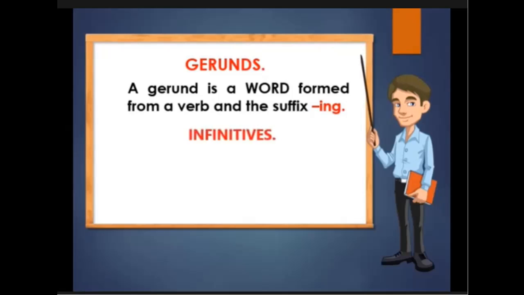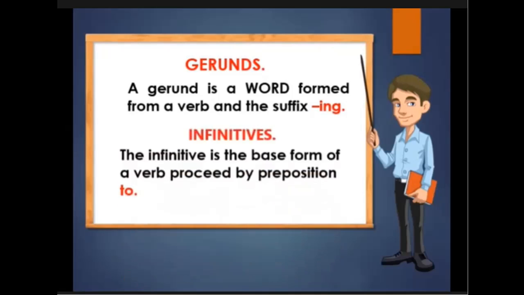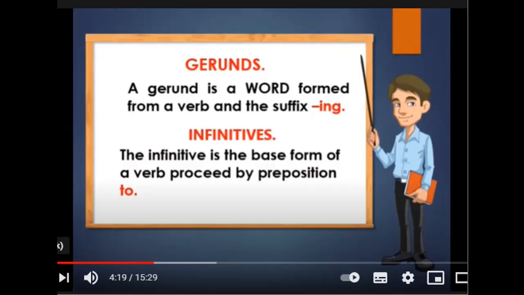Then you have the infinitives. An infinitive is the base form of a verb, but in this case, it's going to be preceded by the preposition to. We're going to use the verb jump. You say to jump, understand, to understand. You see, they are very simple.